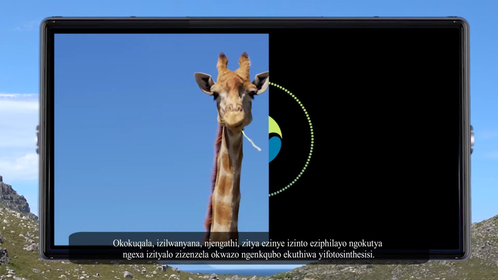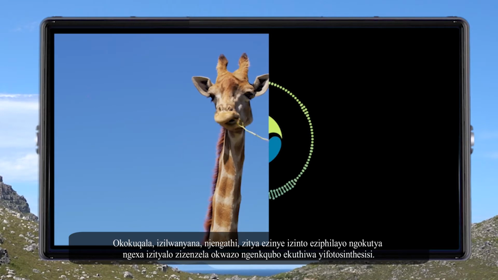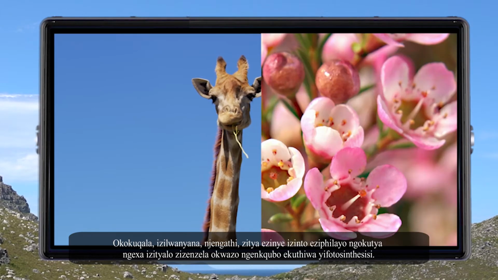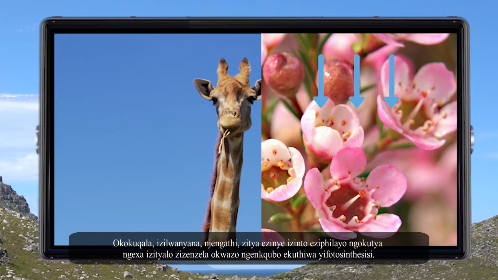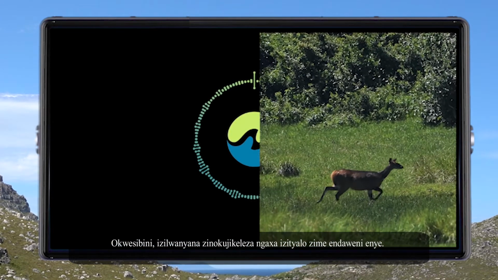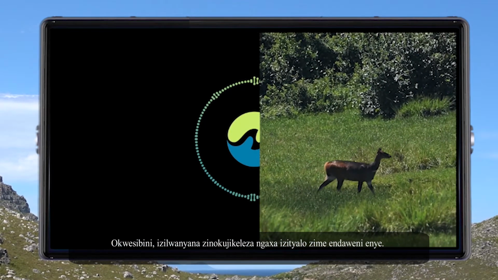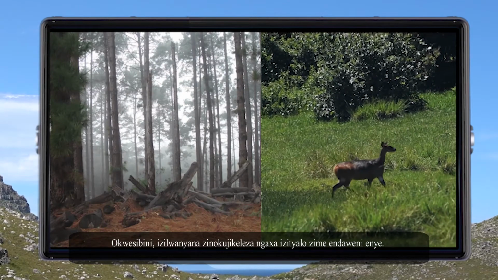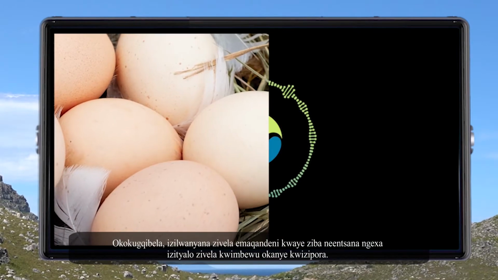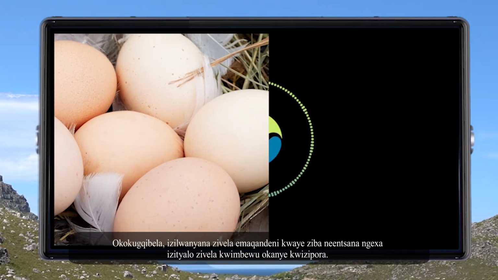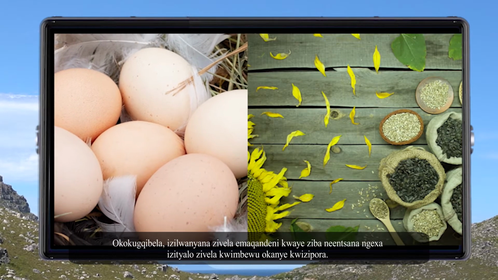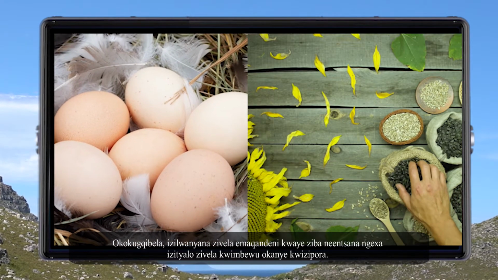Firstly, animals, like us, eat other organisms for food, while plants make their own through a process called photosynthesis. Secondly, animals can move around, while plants are kind of stuck in one place. Lastly, animals reproduce from eggs and have babies, while plants reproduce by seed or spores.